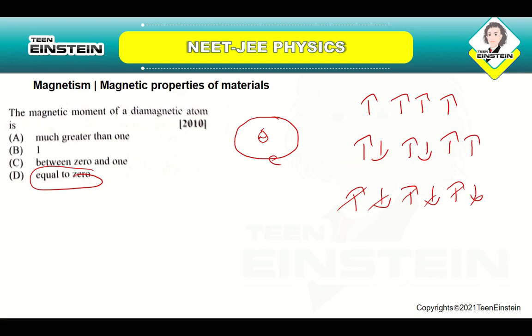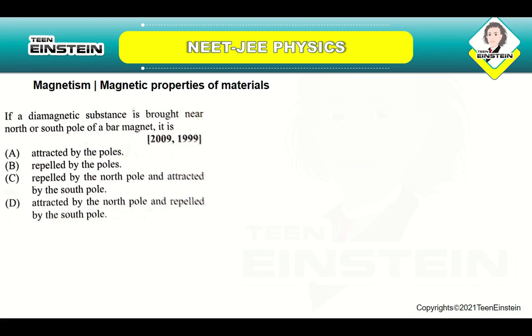Okay. Let us move on to the next question. If a diamagnetic substance is brought near the north or south pole of a bar magnet, it is attracted by the poles, repelled by the poles, repelled by the north pole and attracted by the south pole, or attracted by the north pole and repelled by the south pole.